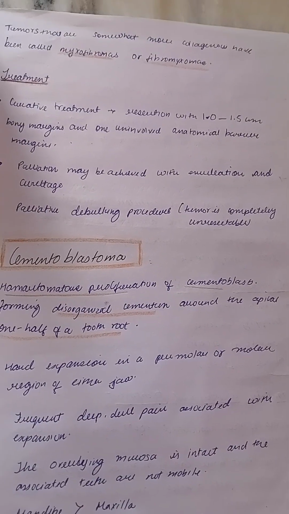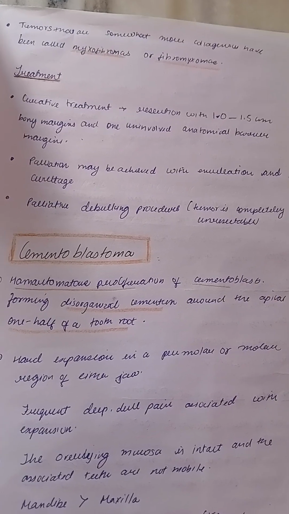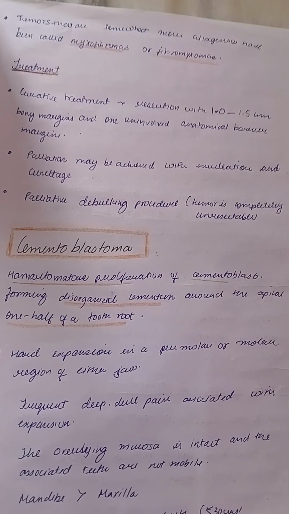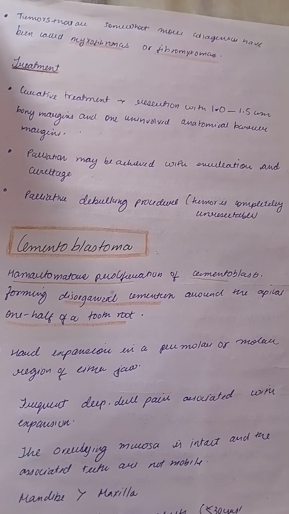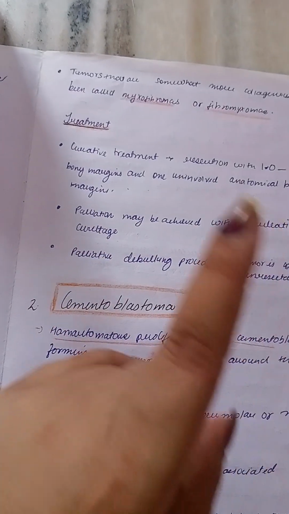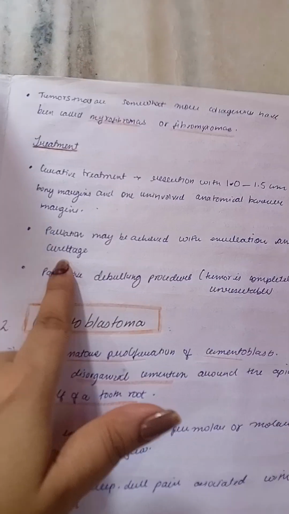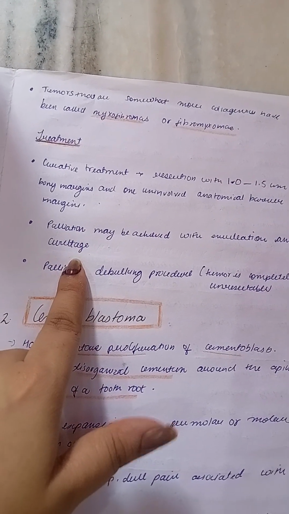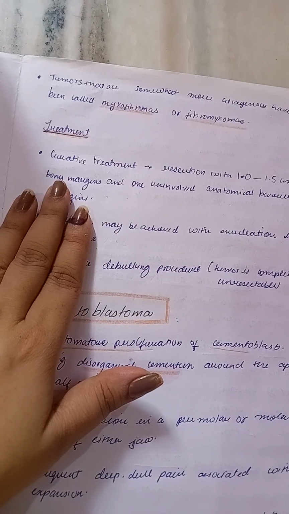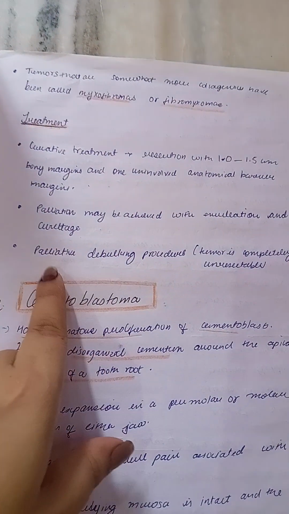Treatment: curative treatment is resection with 1.0 to 1.5 centimeter bony margin and one uninvolved anatomical barrier margin. Palliation may be achieved with enucleation and curettage, but the chance of recurrence is more because it is unencapsulated. It is not an encapsulated tumor. So palliative treatment, that means enucleation and curettage, will lead to recurrence of this tumor. So we'll mainly go for curative treatment with resection and one uninvolved anatomical margin.